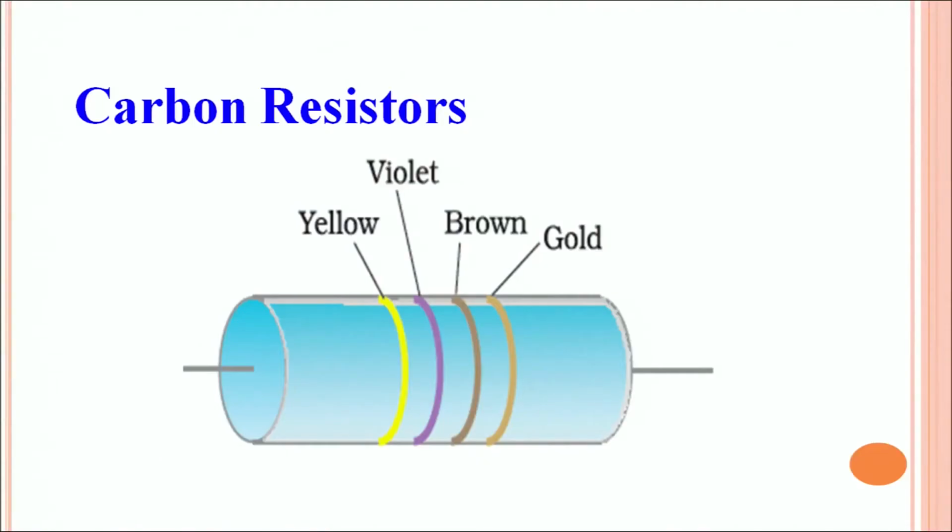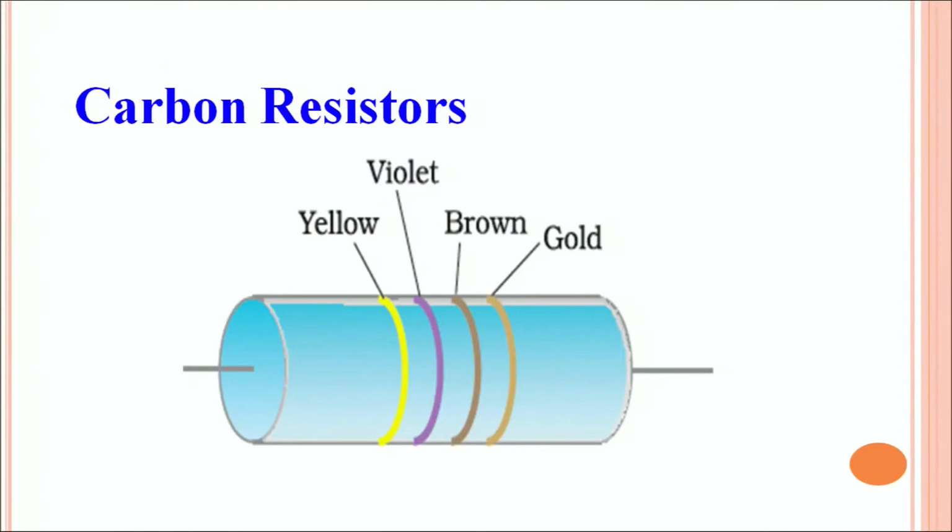This is a typical carbon resistor shown here. You can see there are two leads and colored rings marked on it. Generally, there are 4 rings, 3 are some colors and the 4th colored ring is either golden or silver. You have to read from the end opposite to this golden or silver ring. For example, here we will read like this: yellow, violet, brown and then golden.